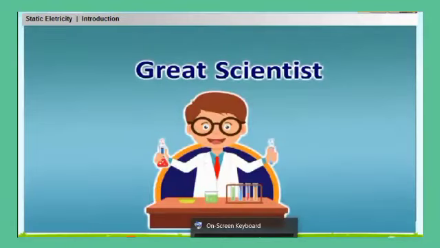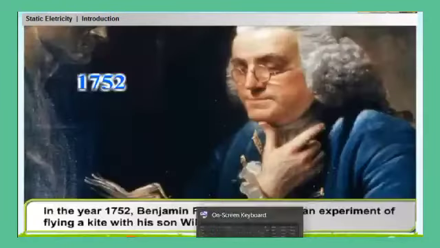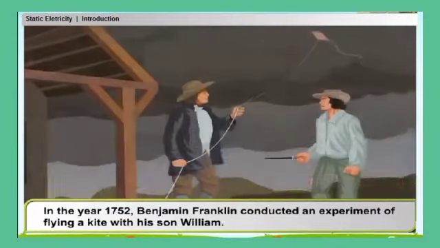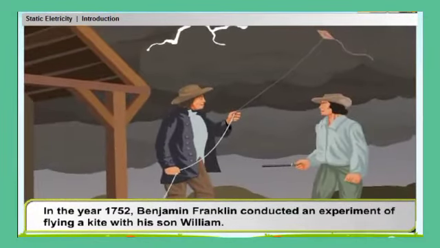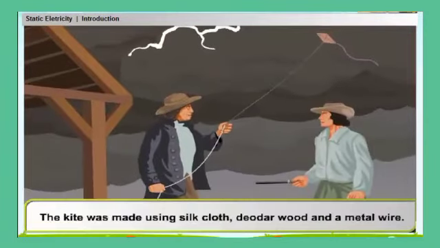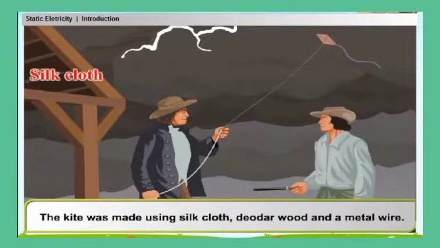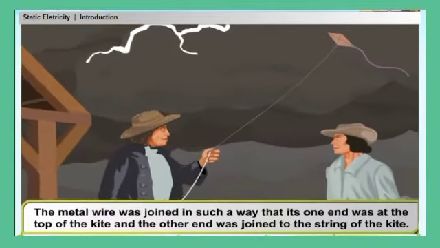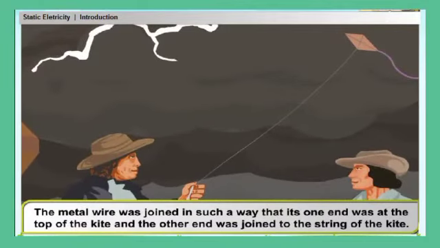Great scientist. In the year 1752, Benjamin Franklin conducted an experiment of flying a kite with his son William. The kite was made using silk cloth, deodar wood, and a metal wire. The metal wire was joined in such a way that its one end was at the top of the kite and the other end was joined to the string of the kite.